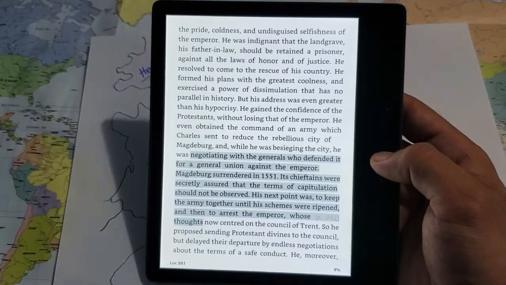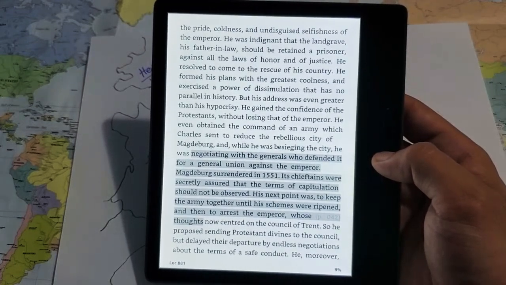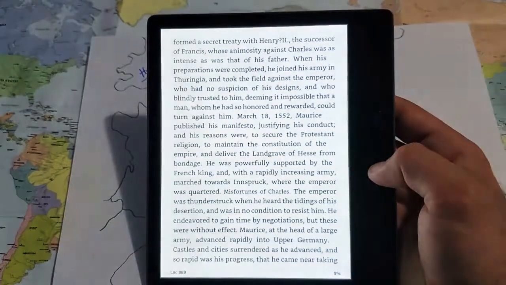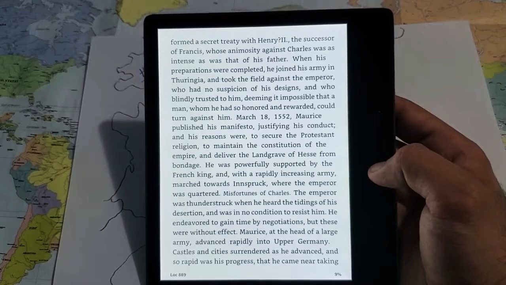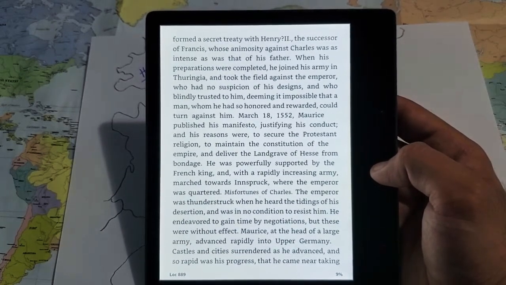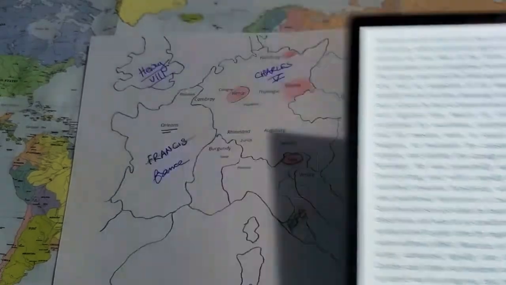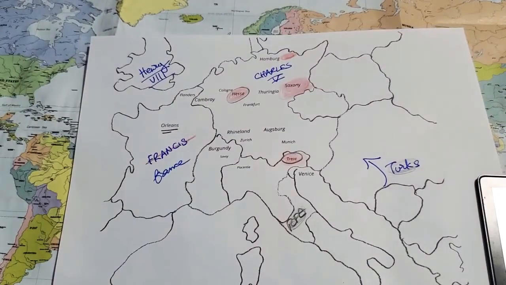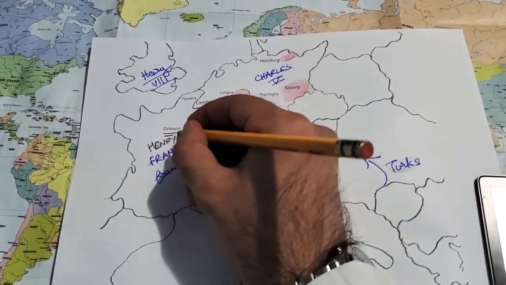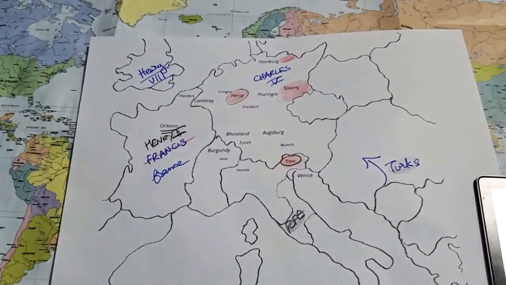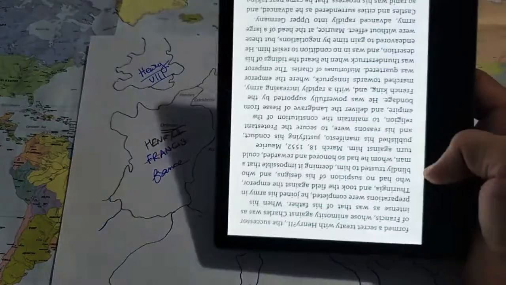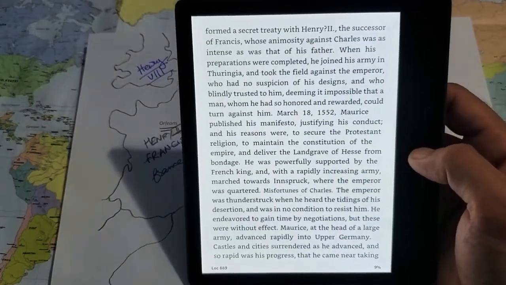So he proposed sending Protestant divines to the council, this is Maurice, but delayed their departure by endless negotiations about the terms of a safe conduct. He, moreover, formed a secret treaty with Henry II, the successor of Francis, whose animosity against Charles was as intense as was that of his father. So even though Francis dies, we have Henry, I guess this is the Dauphin, the second. And now, Charles doesn't realize that his enemy is strong again.